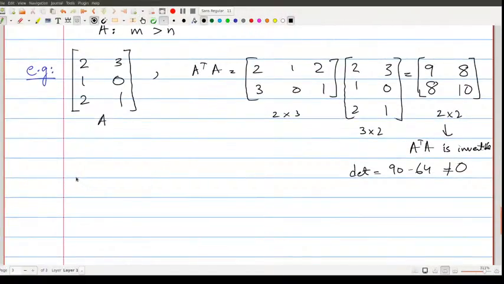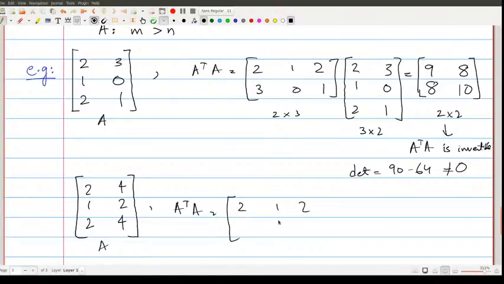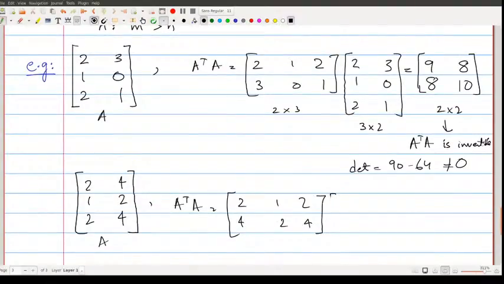Okay, let's do an example in which the matrix A doesn't have independent columns, right? So let's say I have 2, 1, 2, and now I'm going to make the second column dependent on the first column. So this is 4, 2, and 4. So I can see that the second column is just a scalar multiple of the first column. And now let's compute A transpose A. So this is 2, 1, 2, 4, 2, 4, and 2, 1, 2, and 4, 2, 4.